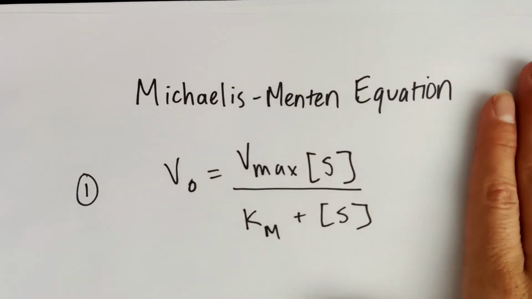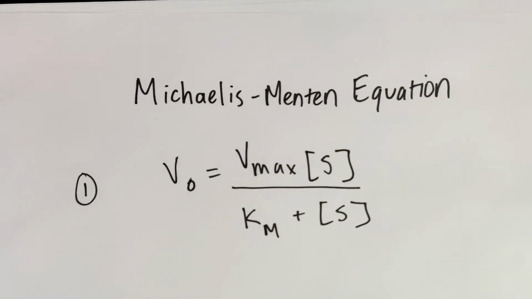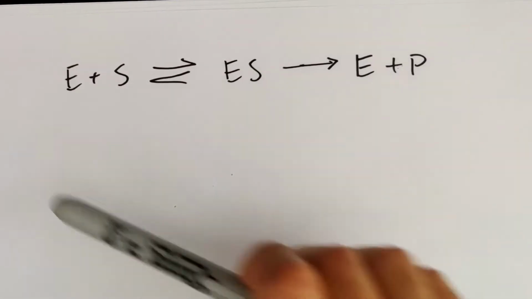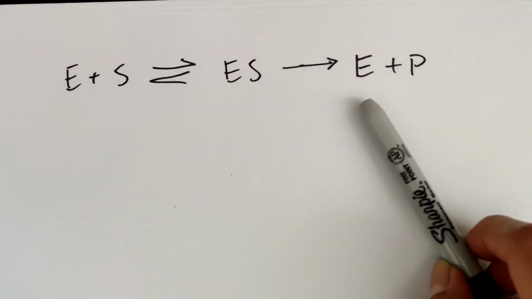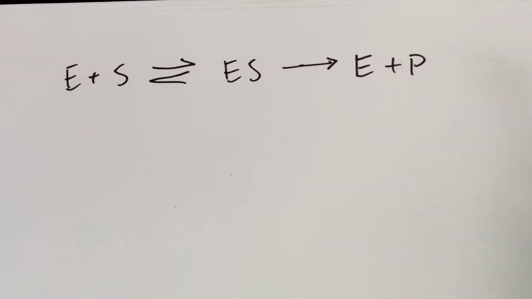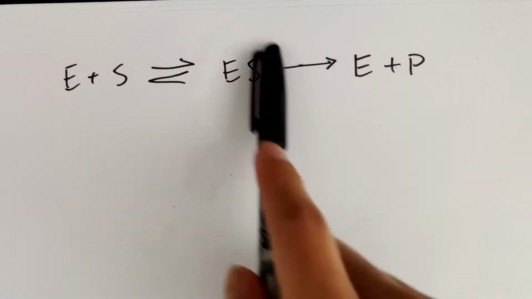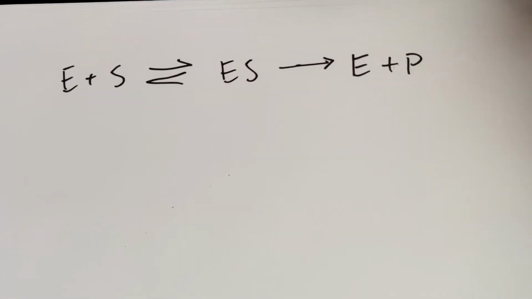So what we'll want to do is derive this equation, and to do this, we'll first start off by looking at the overall reaction that's going on. What we see happening is that the enzyme and substrate are turning into the product and the enzyme, but it's also going through a transition state, the enzyme-substrate complex.